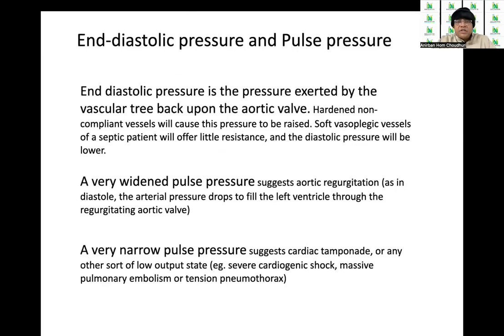Now, on diastolic pressure and pulse pressure. The diastolic pressure is the pressure exerted by the vascular tree upon the aortic valve. So hardened non-compliant vessels will cause this pressure to be raised. Soft vasoplegic vessels of a septic patient will offer very little resistance and the diastolic pressure will be lower. So we know that in septic patients, we get a vasodilatory kind of shock.